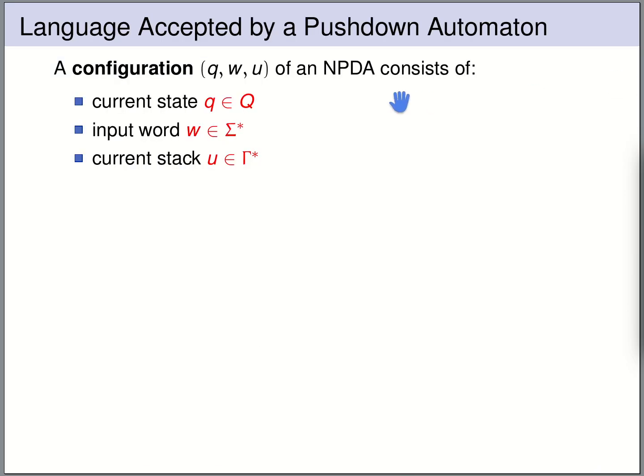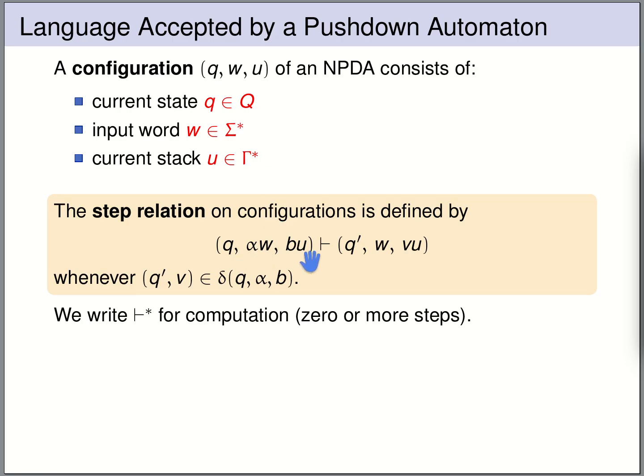A configuration of a non-deterministic pushdown automaton is now a triple Q, W, U, where Q is a state of the automaton, W is an input word from sigma star, and U is the current stack content, a word from gamma star. Now, as explained on the last slide, we have steps of this automaton. So we have a step relation defined on configurations. From a configuration (Q, alpha W, BU), we have a step to (Q', W, VU) whenever (Q', V) is in delta(Q, alpha, B).